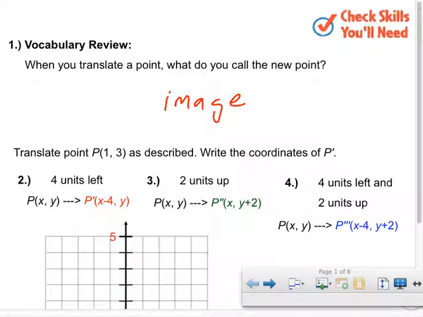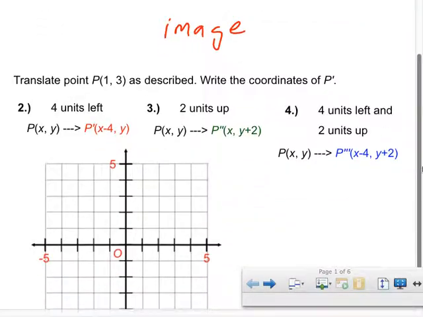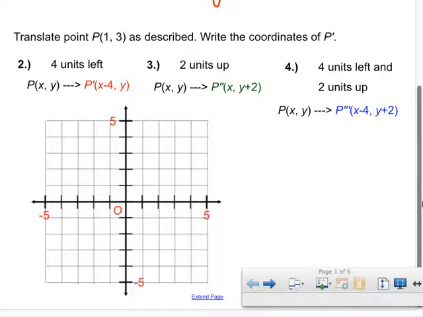Okay. Now, I color-coded these translations. Do you guys remember that's what we worked on yesterday? So yesterday, we started talking about transformations, and there's more than one type of transformation. So the first one we learned about is a translation. Okay, today we're going to learn about another one. So these are all different translations, 2, 3, and 4, and they want us to translate point 1, 3.